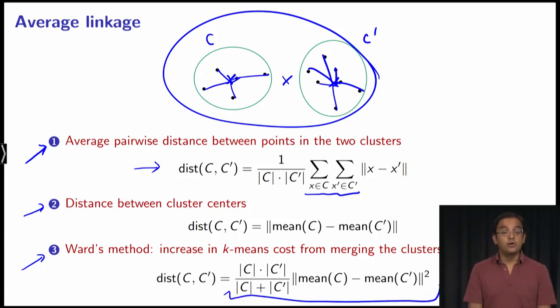And actually, it looks a whole lot like option number 2. The main difference is that it's the distance between the means, but this time you have a factor in front that is some measure of the size of the clusters in terms of how many points are in the clusters. So it's kind of like option 2, but it's saying give more emphasis to, or prefer, clusters that have fewer points in them.